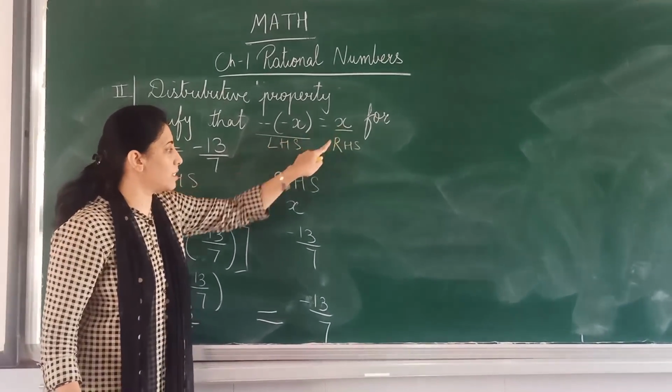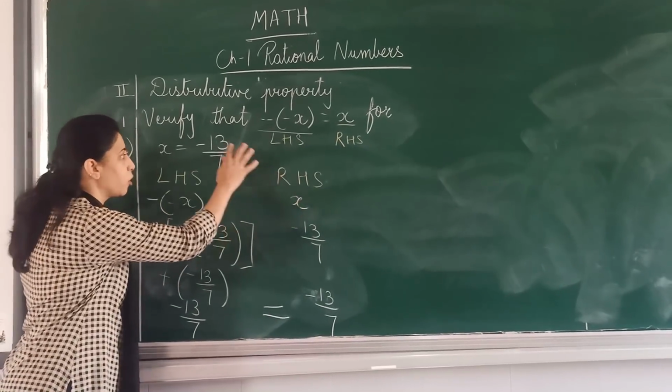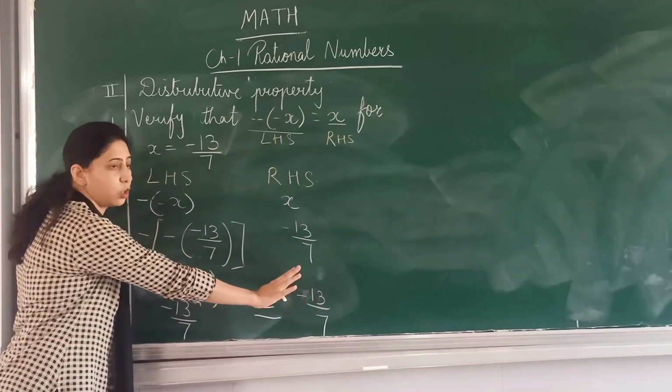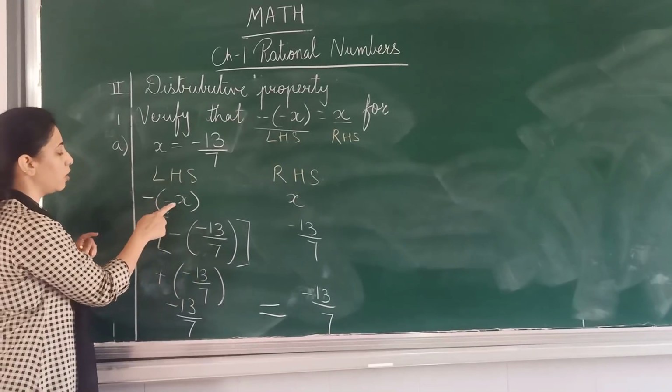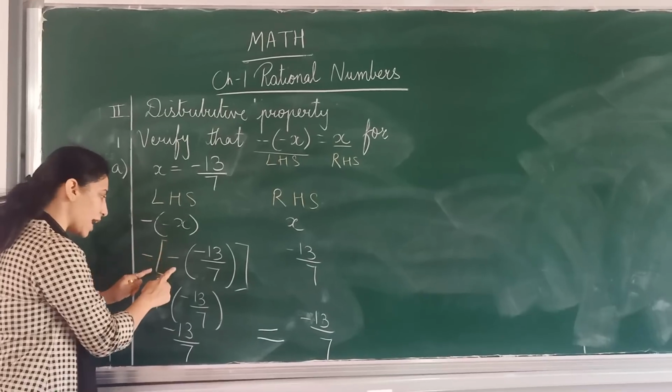And what is your right hand side is x. Now only substitute the value in LHS, not in RHS, because RHS is already given, minus 13 upon 7. So you have to only substitute the value of x in the left hand side. That is minus and minus as it is, you have to write.